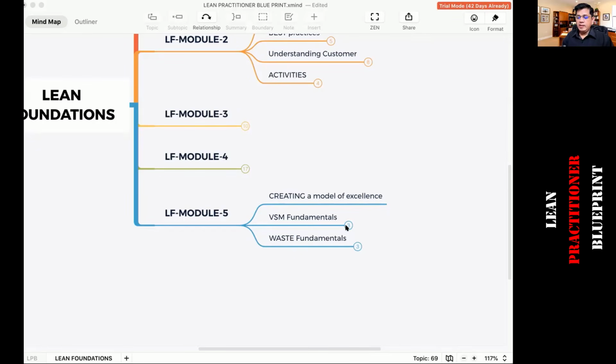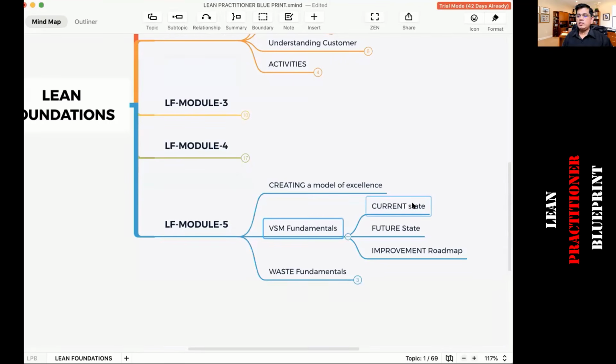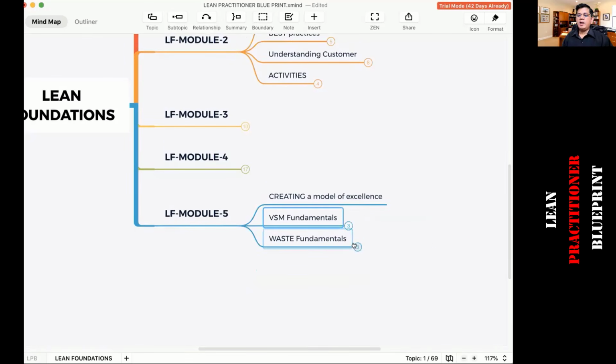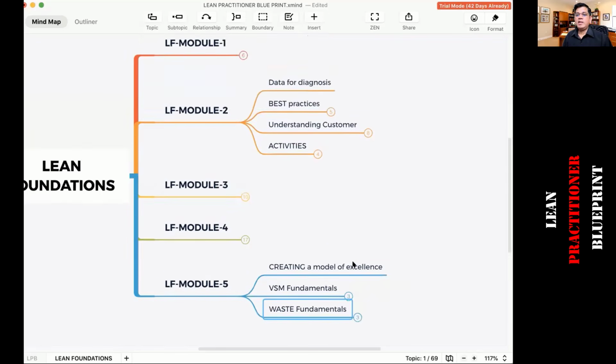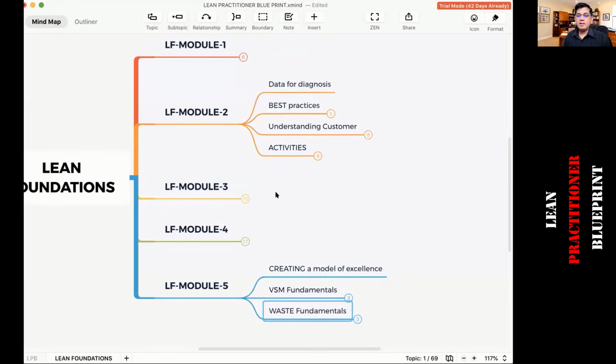Then in this module, before we actually step into value stream mapping, we will speak about value stream mapping fundamentals, and we'll give an introduction about waste. What is waste? In value stream mapping fundamentals, we'll just give an intro about what is current state, what is future state, and what is an improvement roadmap. And in waste fundamentals, we will talk about Muda, Mura, Muri. And you know how much in depth we get into these in the Kaizen modules. Always fundamentals.